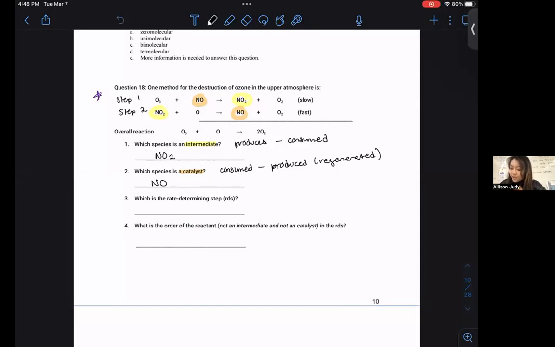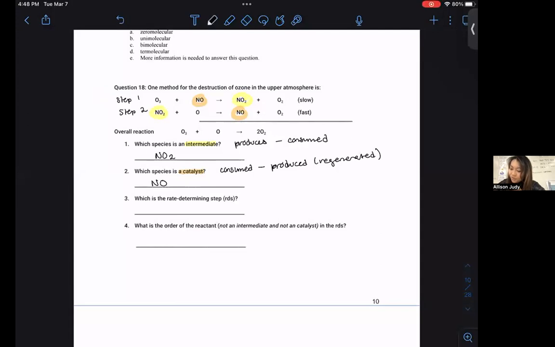So we're going to finish out question 18 for our conceptual, and then we're going to move on to a short FRQ. Question 1, parts 1 and 2, we've already answered based off of the two-step mechanism. Now we're being asked for part 3 in question 18. What is the rate determining step, or RDS?